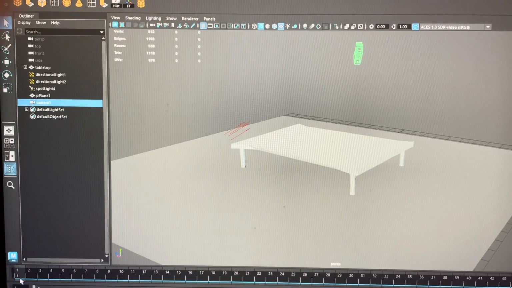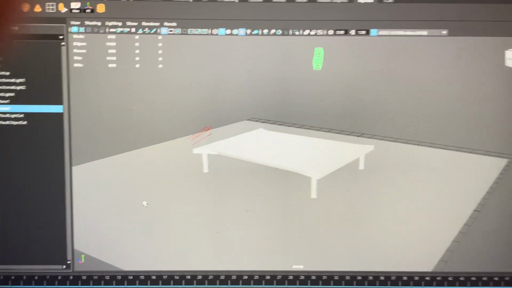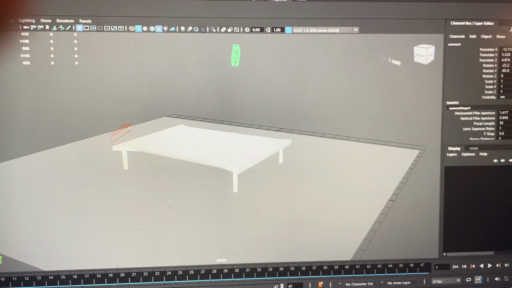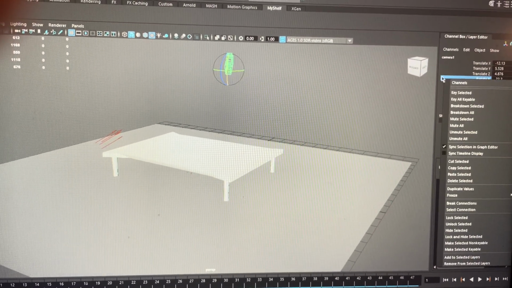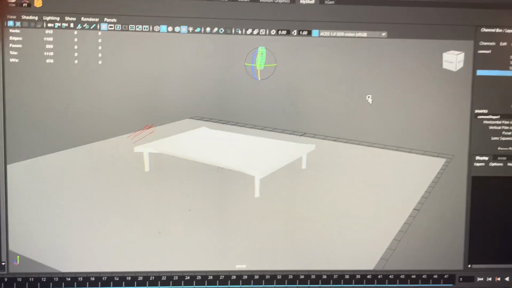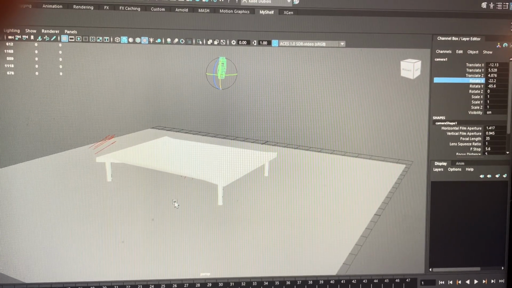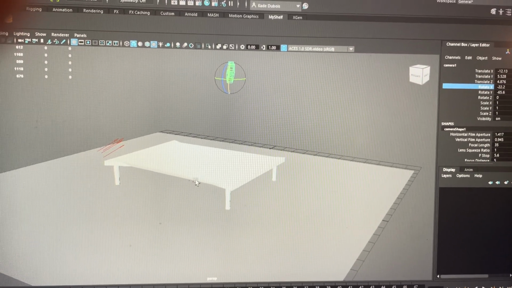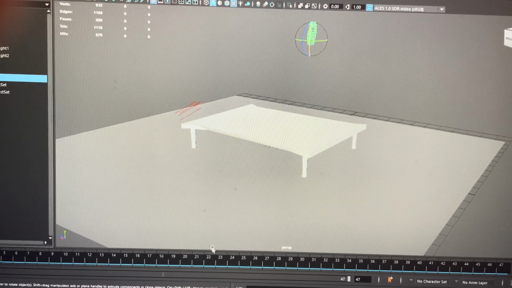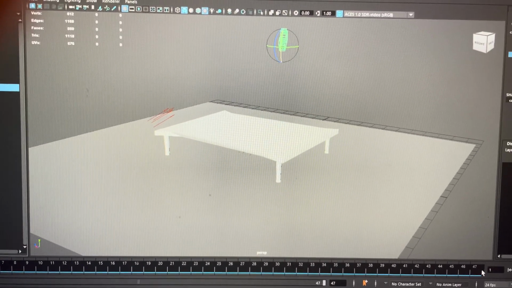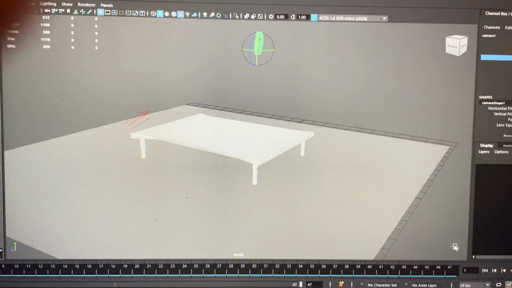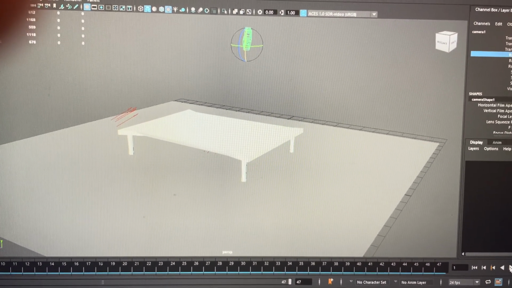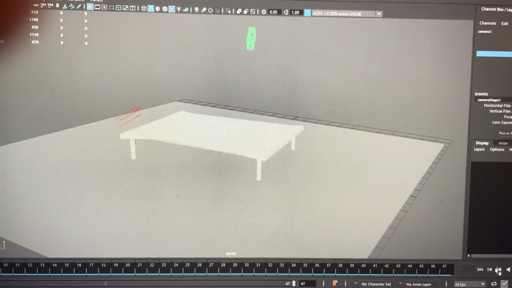slid this slider over to the first frame, and I clicked on this right here, and then I did key selected on the first frame. I made it so that the table would rotate 360 degrees, took it over to the 48 frame, and then I did key selected again so it would make this animation.